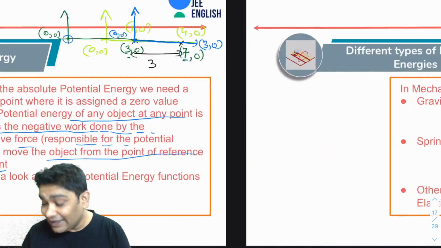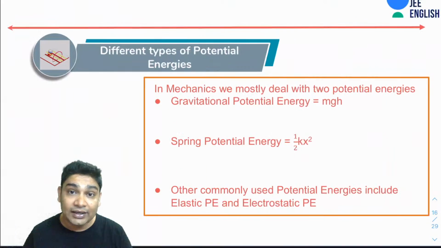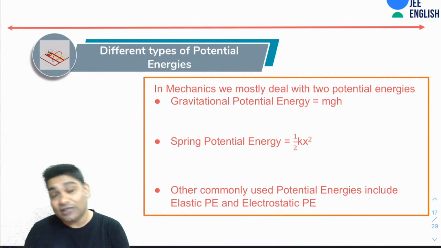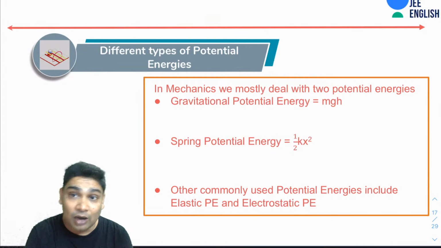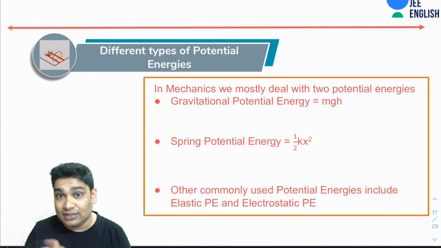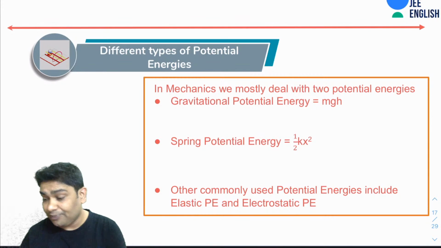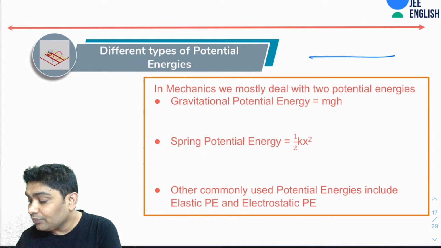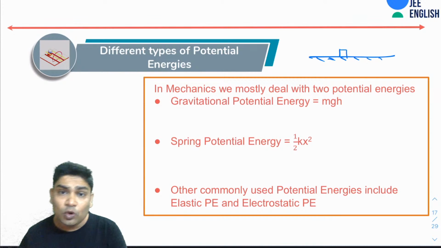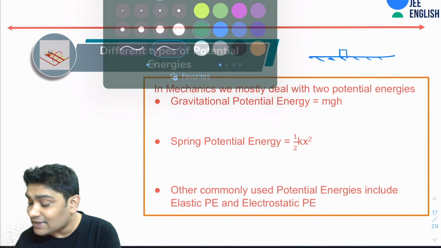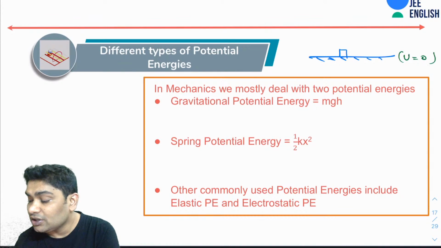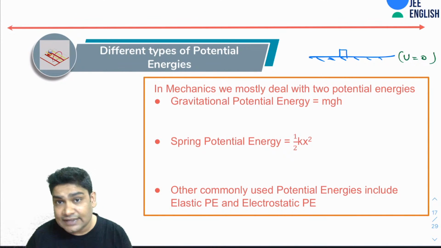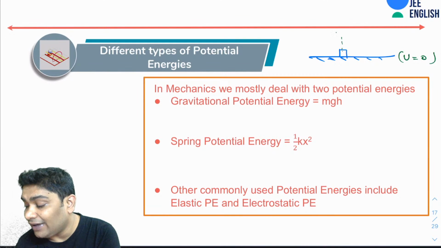Now, let's use this and find some commonly used potential energy functions. This also I told you last time, that we talk about gravitational potential energy and spring potential energy. Those are the most commonly used potential energy equations in mechanics. Now, for gravitational potential energy, let's consider an example where there is a block kept on the ground. What we commonly do is take this as the 0 level for potential energy, just for ease of things.